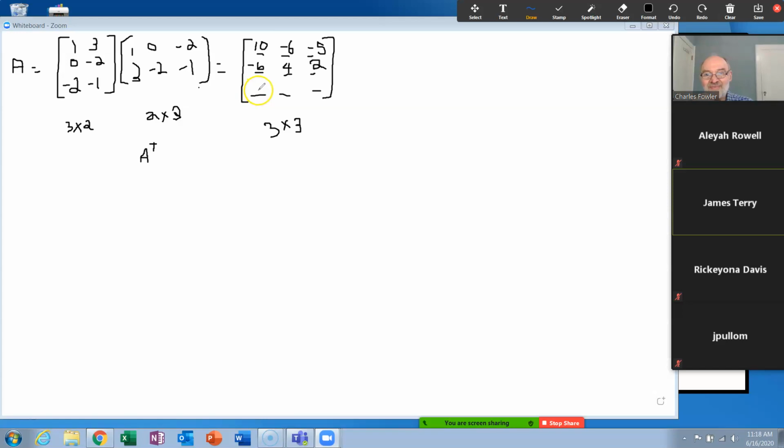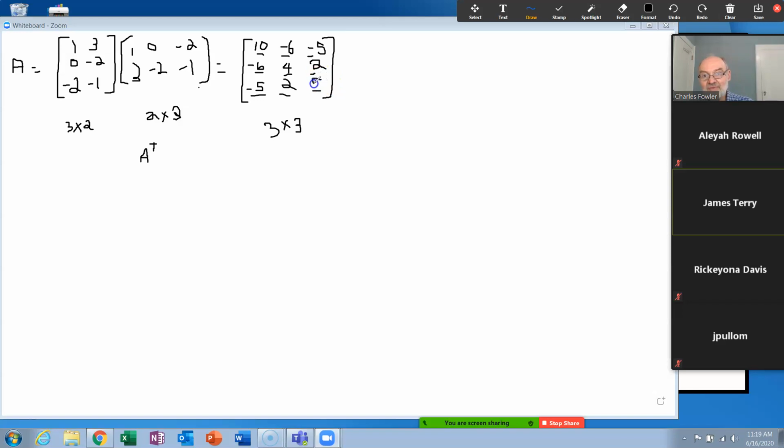And this is the third row, first column. So it'd be the third row of A times the first column of A transpose, and that would give us a -2 and 1 is -2, -1 and 3 is -5. Got it. Okay. And then the 3-2 entry here would be third row here, second column here, and that would give us a 2. And then the last entry, third row, third column, would be third row of A times third column of A transpose, and that would give us a 5.